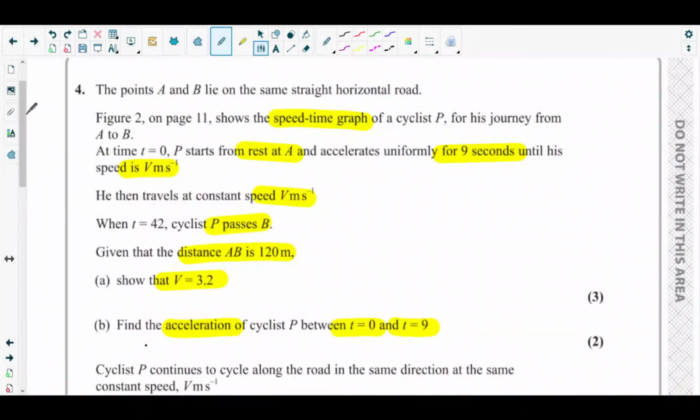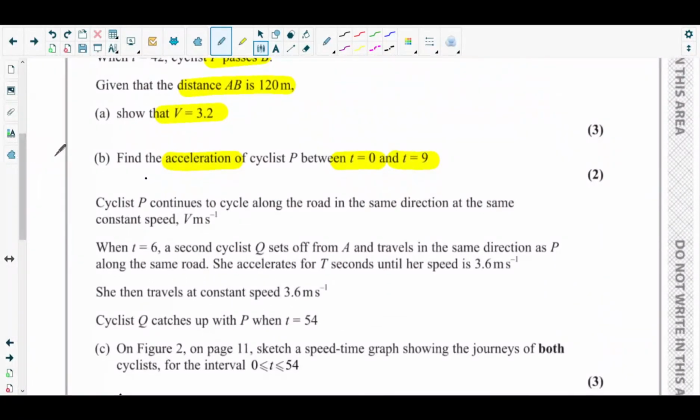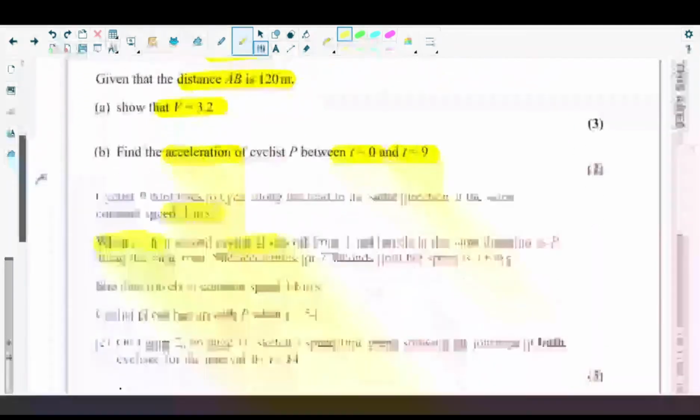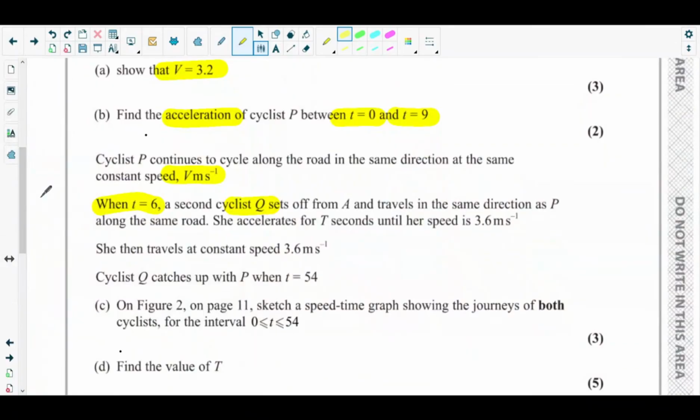Okay, next is part C. Cyclist P continues to cycle along the road in the same direction at the same constant speed v meter per second. When t equals 6, a second cyclist Q sets off from A and travels in the same direction as P along the same road. Cyclist Q starts her journey at t equals 6 seconds from the same position as cyclist P.